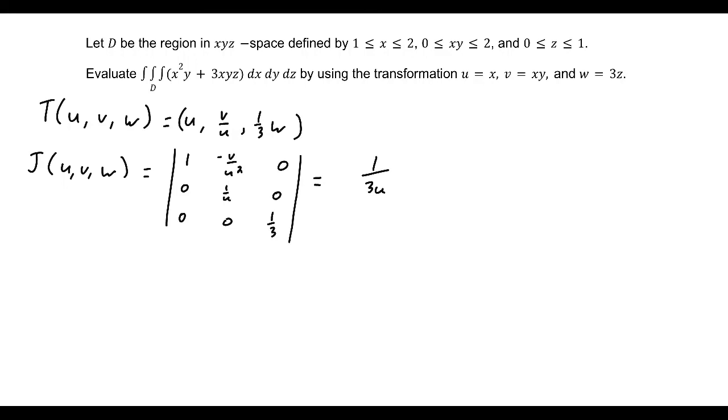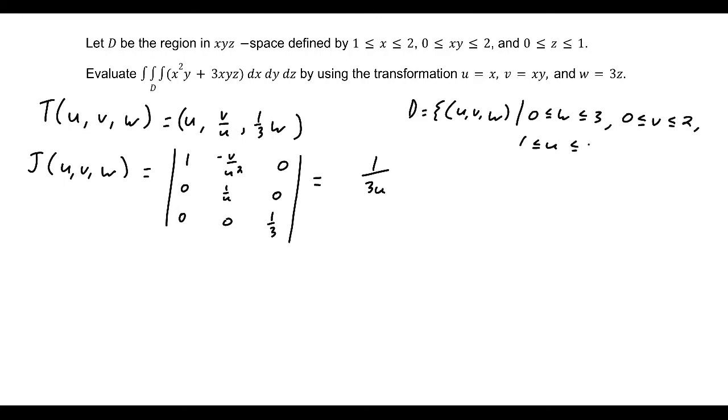Now along with this, we want to define what our region is so we can set up our integral. We can define the region D as the set of ordered triples (u, v, w) such that 0 ≤ w ≤ 3, 0 ≤ v ≤ 2, and 1 ≤ u ≤ 2.